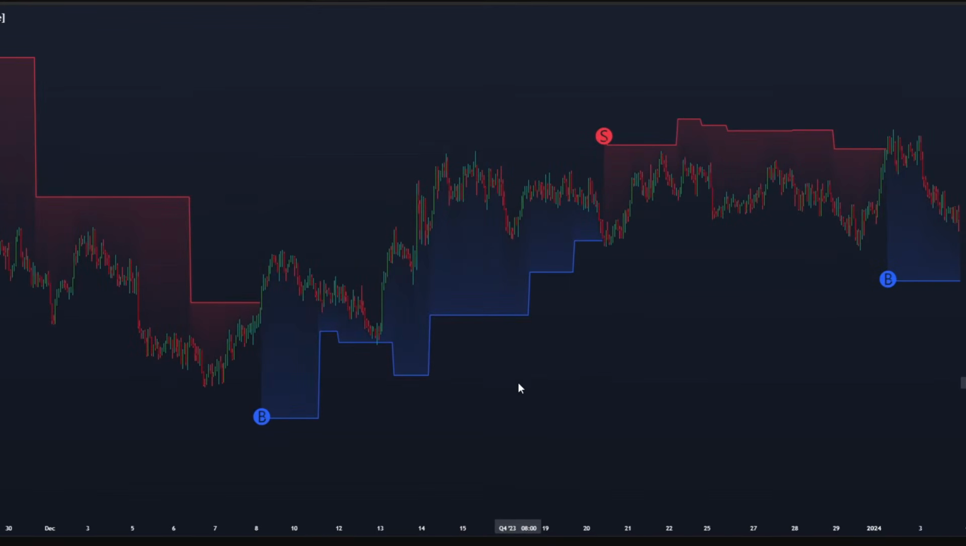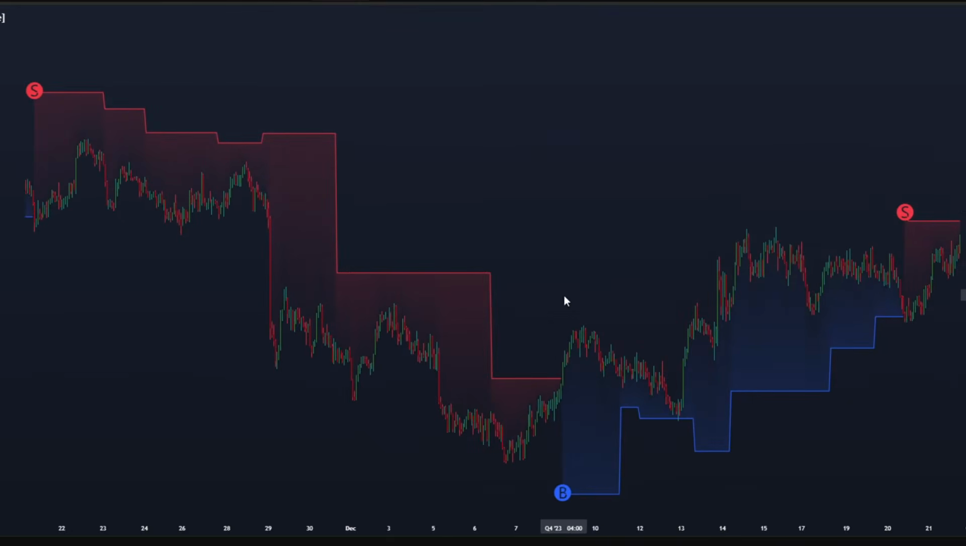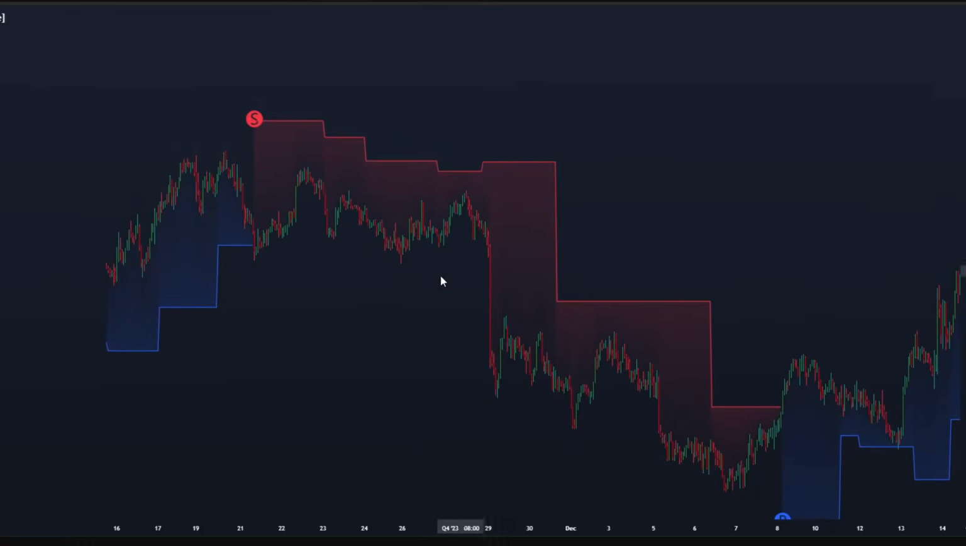Keep risk fixed and let the structure decide if you're right or wrong. If the line breaks, you're out. Simple as that. That's the full breakdown.